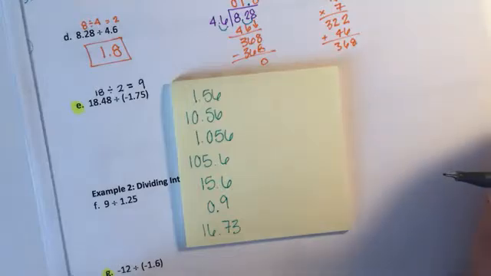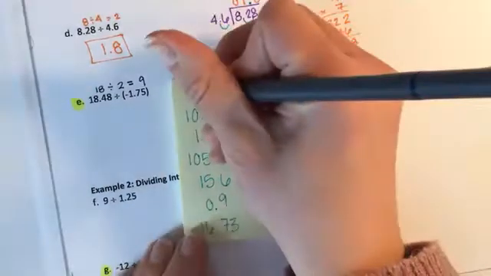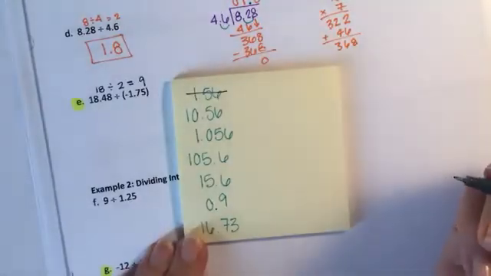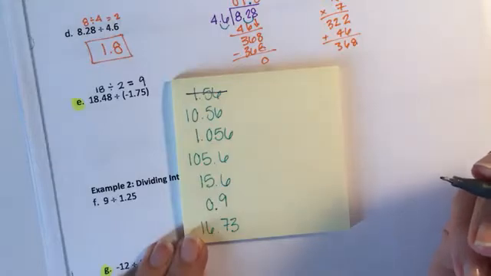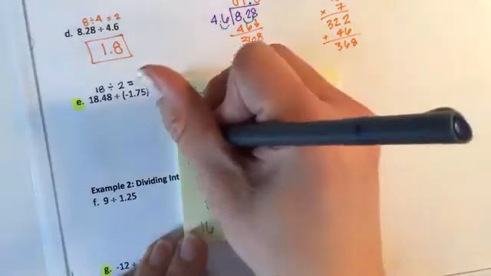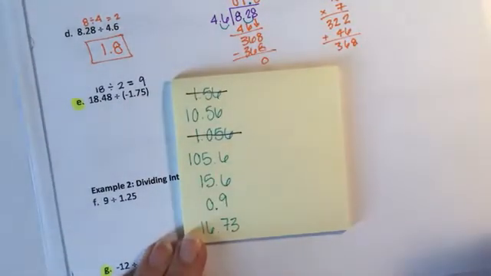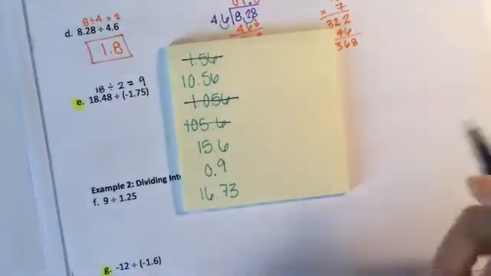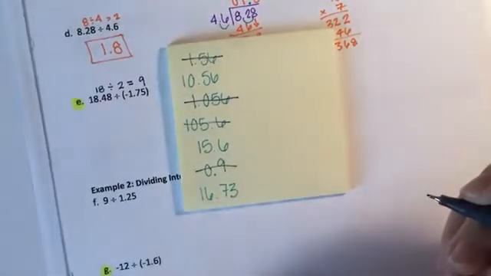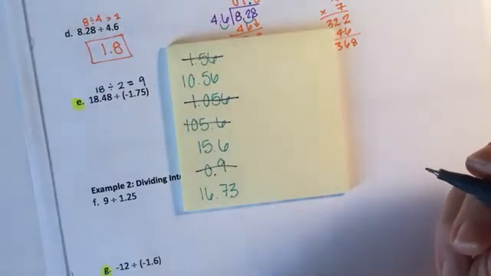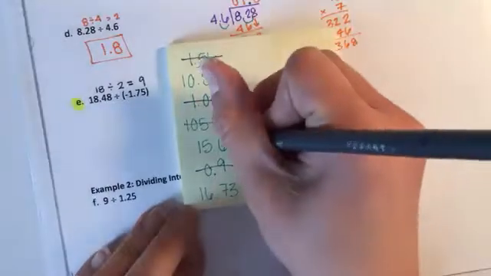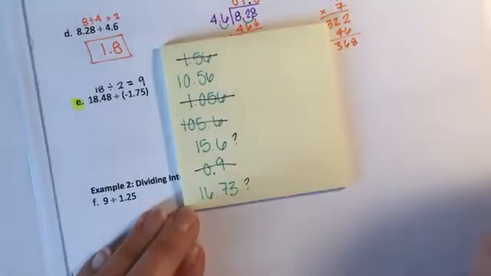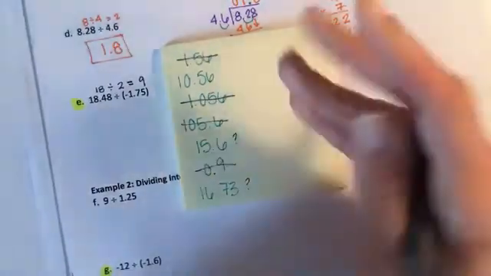What do you guys think? 1.56. Yep. 1.056. Yep. 105.6. Yep. 0.9. Yep. It's too small. And 16, yeah, maybe these ones we're not quite sure just because they're not too far off, right? Okay, so we'll leave it at this.